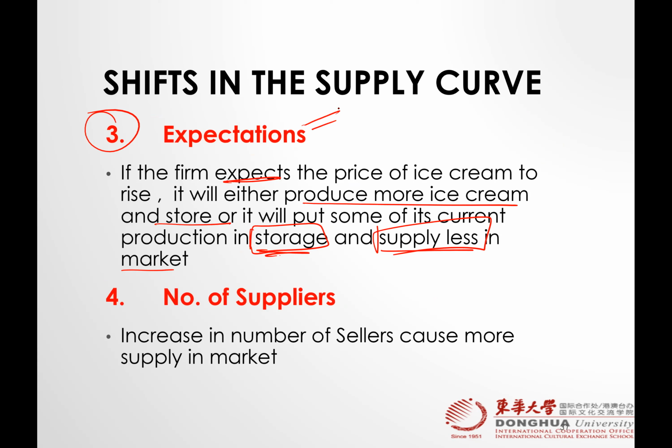So does everyone understand this word, expectation? How does it affect the shift in the supply curve? Expectation means you see the future and decide now. If you expect the price of ice cream to rise in the future, as a supplier, what will be your action right now?